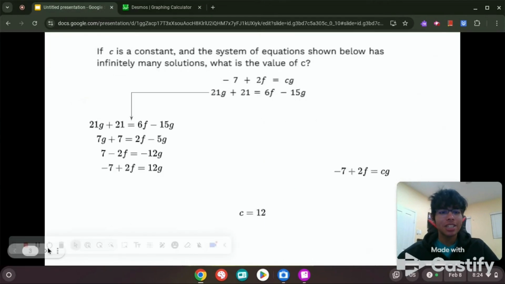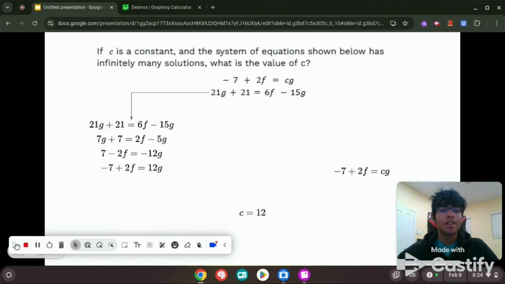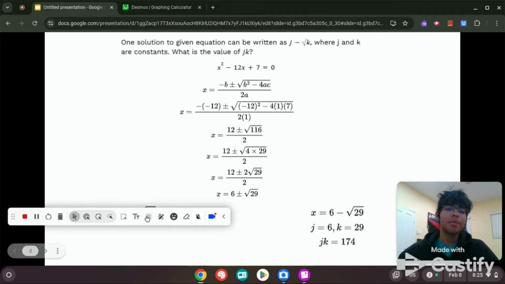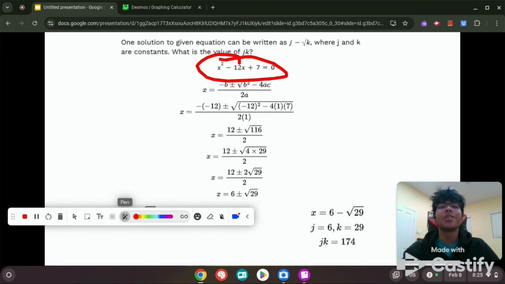Okay. Now question number 3. So one solution to the given equation can be written as j minus the square root of k, where j and k are constants. What is the value of jk? So the first thing you want to keep in mind is the word solution, which means that because we have a quadratic right here, we probably need to use the quadratic formula.